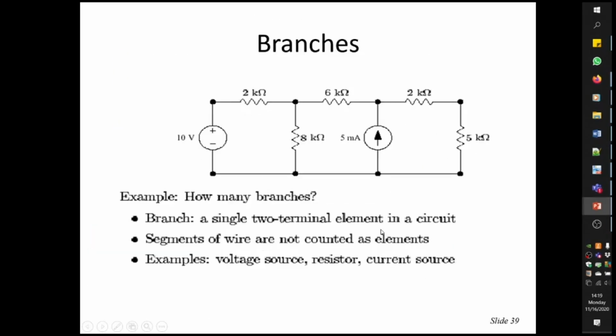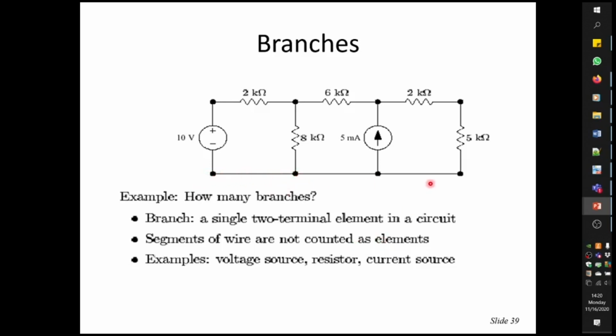So let's move on to the next slide, branches. Let's see how many branches we have in this circuit. The definition of a branch is a single two-terminal element in a circuit. If you count the number of two-terminal elements, 1, 2, 3, 4, 5, 6, 7, we basically have 7 elements, or 7 branches, in the circuit. Segments of wire are not counted as elements. So this piece of wire, from this node to this node, is not counted as a branch because it's just a piece of wire.